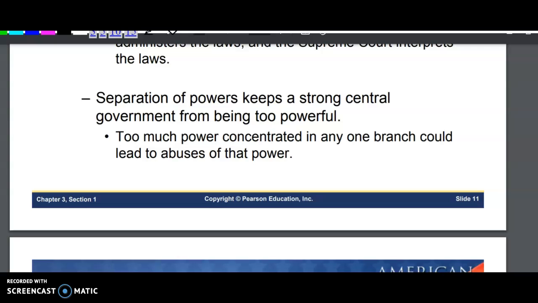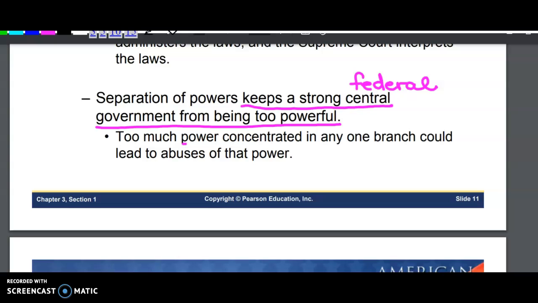Separation of powers keeps a strong central government from being too powerful. When you hear central government, to us in America, that means the federal government. So separation of powers keeps the federal government from becoming too powerful.